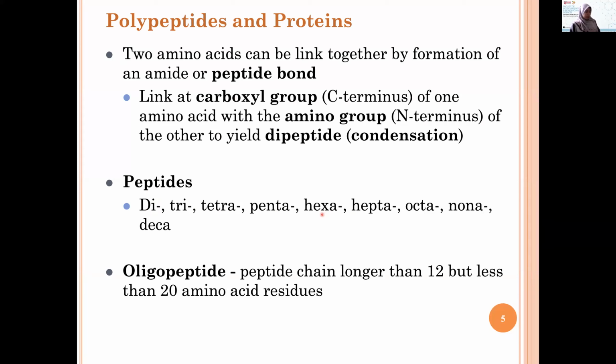So for your case, to be specific, the question may be asked, what is your peptide, your oligopeptide name? I mean, how do we name this? If you have 6, you will mention specifically, this is our hexapeptide model. If you have 7, this is our heptapeptide model. If you have an oligopeptide, that means your peptide chain is longer than 12 but less than 20 amino acid residues, because above 20 amino acid residues, it can be called a mini protein.